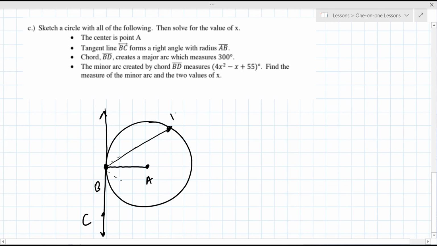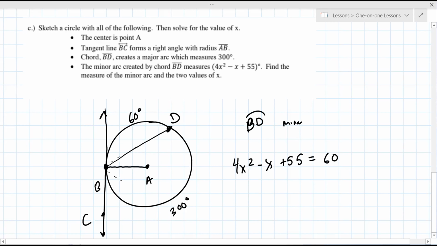Okay, so there's a lot going on here, and most students covering this class don't get into any of this. There's actually two arcs here, BD. There's the minor one, and this major arc. So our major arc should measure 300 degrees, and then our minor arc should be 4x squared minus x plus 55, and then you just set 4x squared minus x plus 55 to 60, and then you solve for x. What'd you get for that?